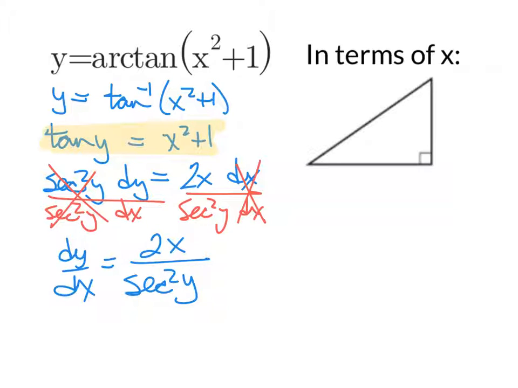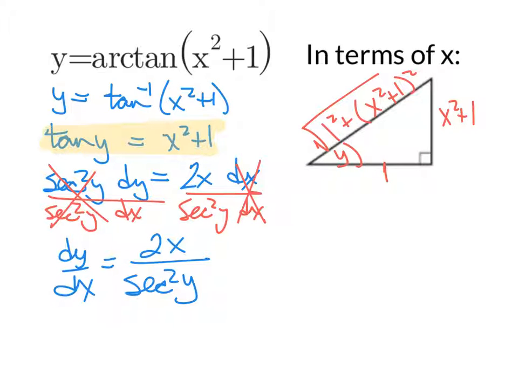Because the tangent of y is x squared plus 1, that means that y is the angle. And tangent being opposite over adjacent means that x squared plus 1 would be the opposite side, and 1 would be the adjacent side. Real quickly, with the Pythagorean Theorem, the hypotenuse is going to be a squared plus b squared. So 1 squared plus x squared plus 1 squared.